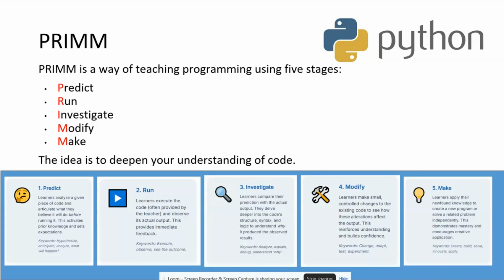Now, as always, we'll begin with some predicts. We'll then do a couple of run exercises. We'll then have an investigate or two, and then having done those, we'll look at modifying something, which will then lead in nicely to this final make challenge. So that's the structure where we're about to go.